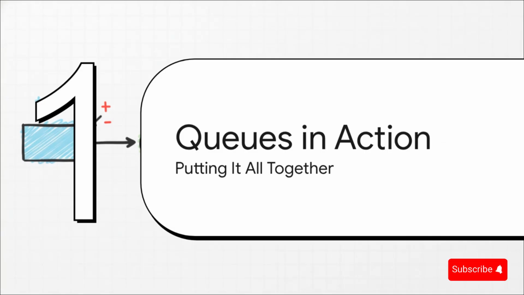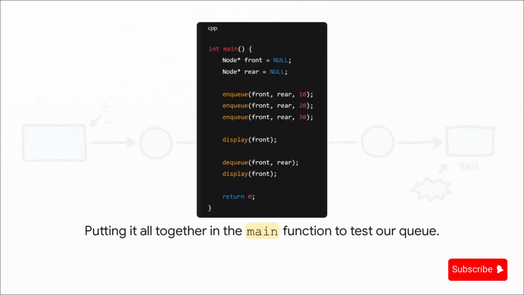Okay, we've got our building blocks, the node, our pointers, and our two main functions, enqueue and dequeue. Now for the fun part. Let's put it all together and see our queue actually work. So check this out. In our main function, we start with an empty queue, obviously. Then boom, we enqueue 10, then 20, then 30. When we display the queue, there they are, in that exact order. Then we call dequeue. That removes the 10, and when we display it a second time, you can see that 20 has now moved up to the front of the line.